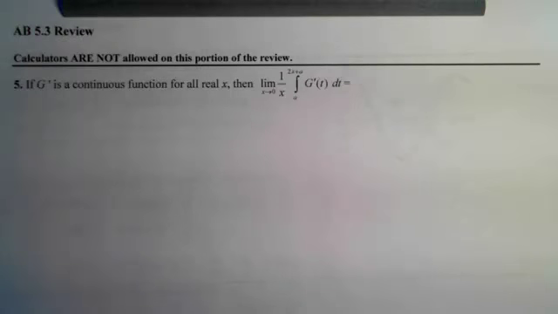This is the AB53 review. Calculators are not allowed, and this is number 5. If we look at this, we are told that g prime is a continuous function for all real values of x, and my goal is to evaluate a limit.